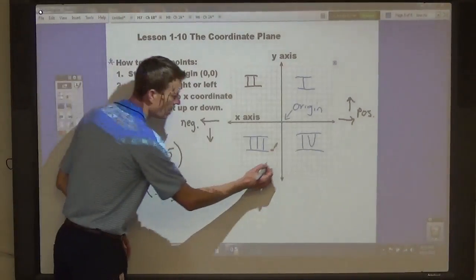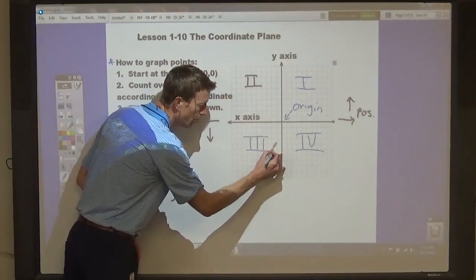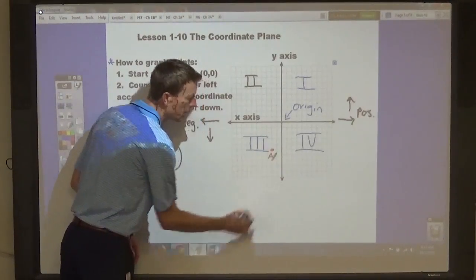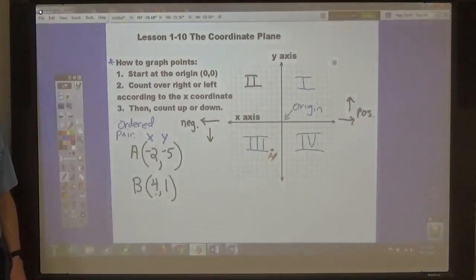Okay? Then, when you're marking a point, you mark it with the dot, and then you label it. Label it with the letter. Put the letter next to the dot.